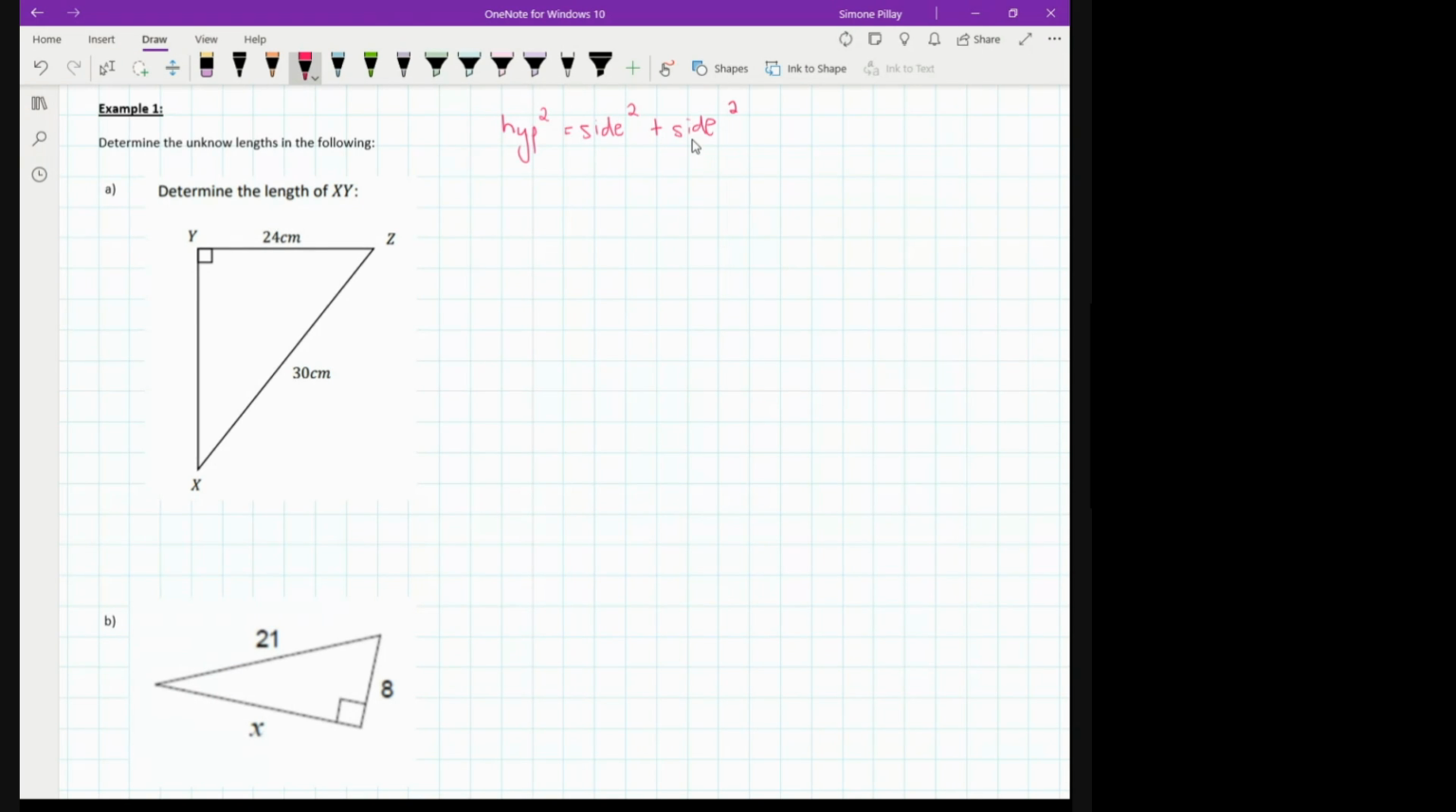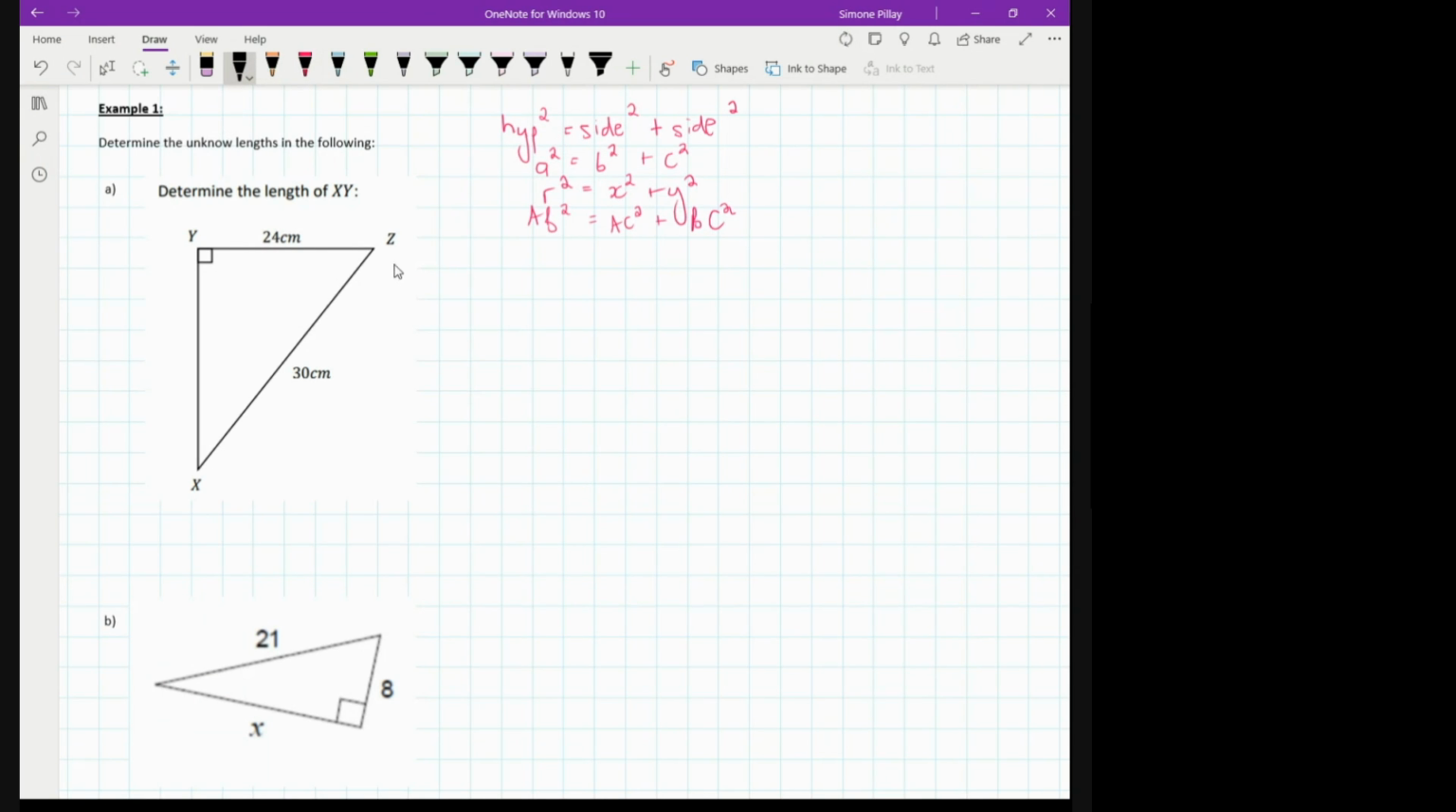Just to put this in variables, some people write it as a squared is equal to b squared plus c squared. Some people know it as r squared is equal to x squared plus y squared. Some people know it as AB squared is equal to AC squared plus BC squared. However your school teaches it, that's okay. It's all the same formula.